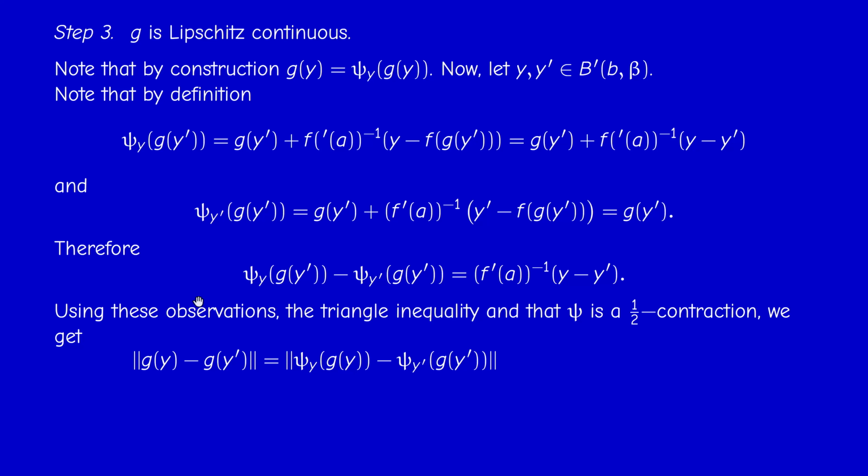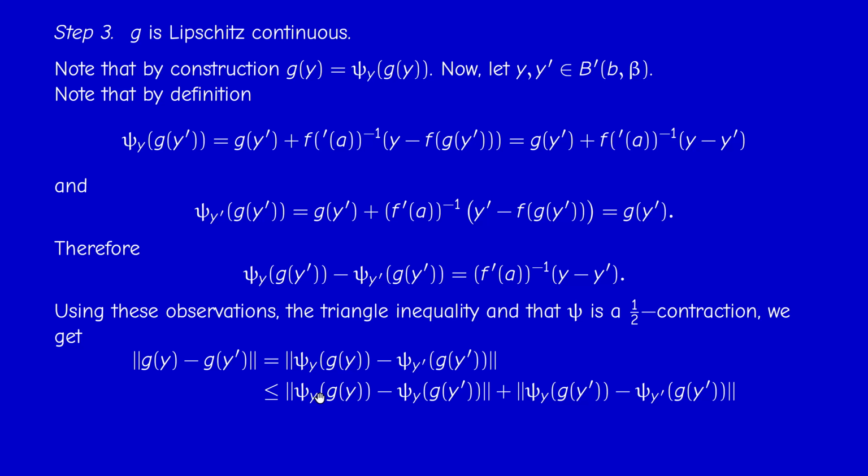Okay, therefore, the norm of g of y minus g of y prime, since g(y) and g(y prime) are fixed points of the corresponding psi y. So I get psi y of g of y minus psi y prime of g of y prime. This is equal to this, and this is equal to this. According to what we said, I use the triangle inequality because I add and subtract psi y of g of y prime.